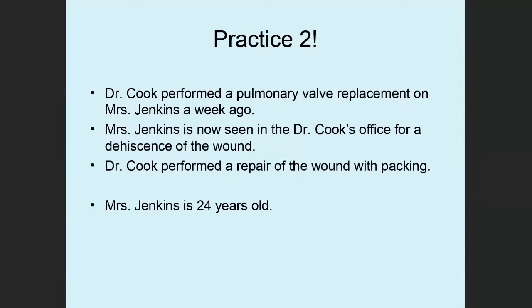So here's a practice. Dr. Cook performed a pulmonary valve replacement on Mrs. Jenkins a week ago. Mrs. Jenkins is now seen in Dr. Cook's office for a dehiscence of the wound. Dr. Cook performed a repair of the wound with packing in his office. Mrs. Jenkins is 24 years old, so we're going to assume that she's not covered by Medicare.